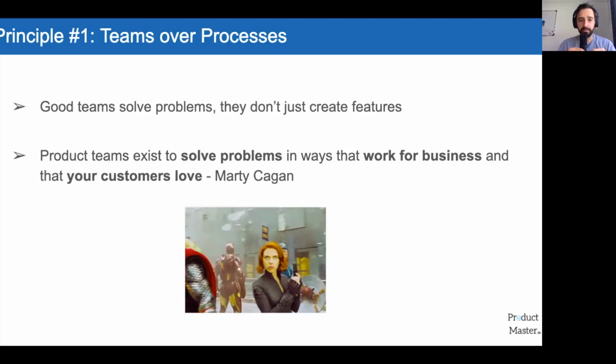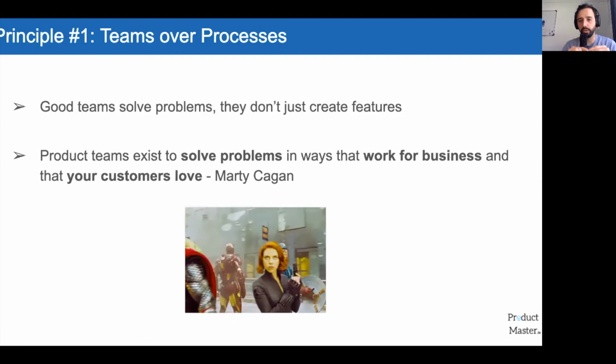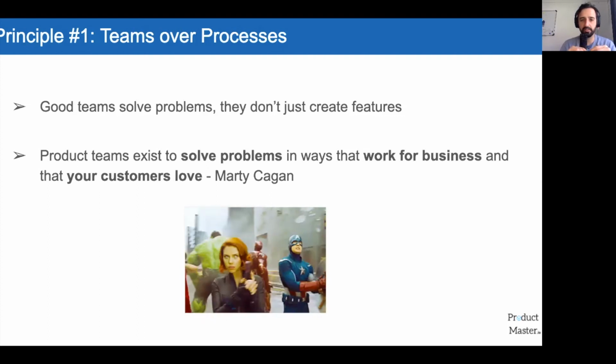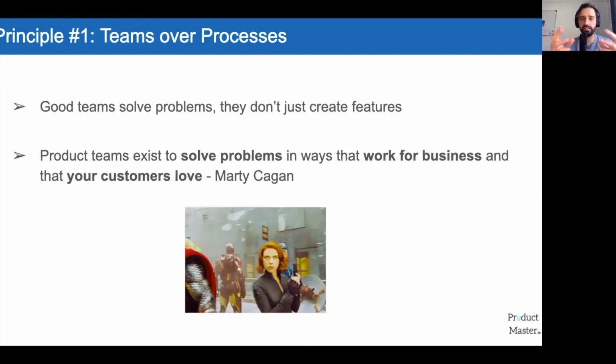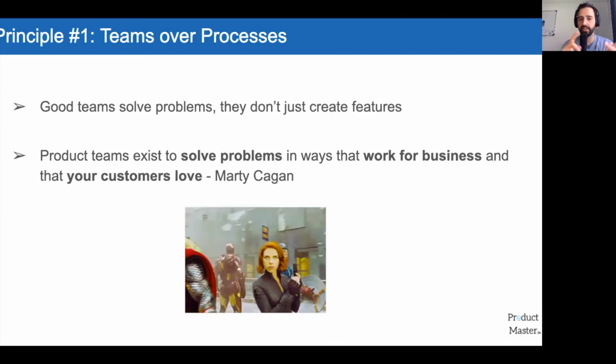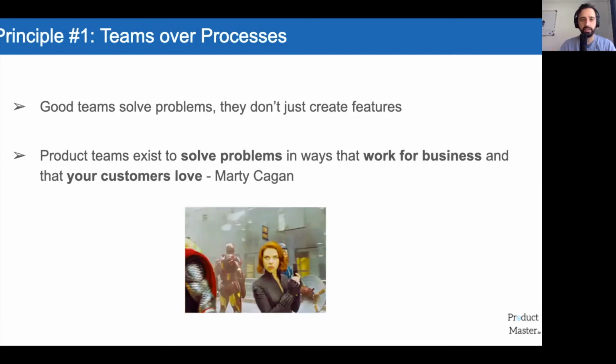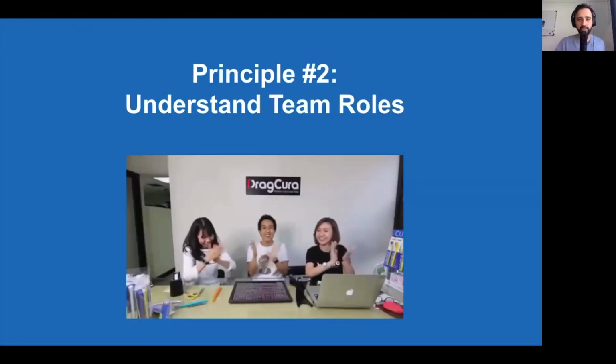Another thing Marty Cagan says is that product teams exist to solve problems in ways that work for the business and that your customers love. So a good team does all of these things. They're not only solving problems, but they're doing it for the business, and their users and customers are actually loving it and coming back for more. So very, very important. That was principle one. I know it was a lengthy one.